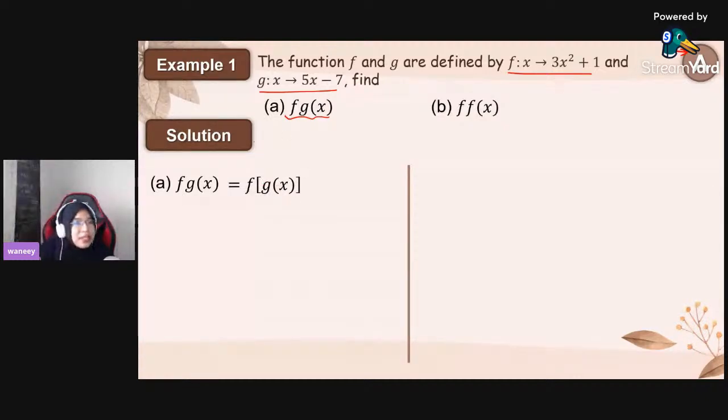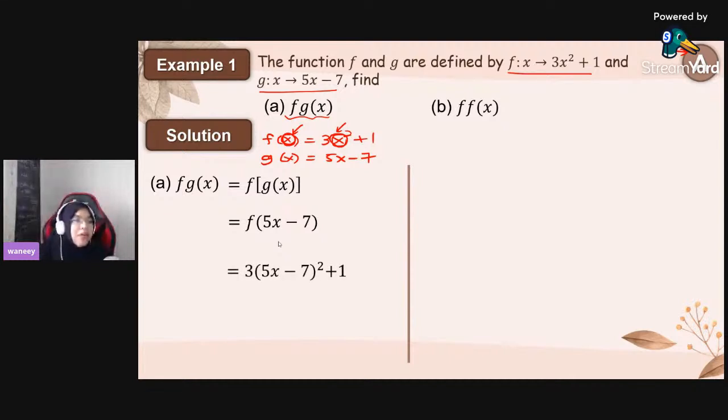So f(x) is equal to 3x squared plus 1, and then g(x) is equal to 5x minus 7. What I mean is that every time I see this x inside the f, I will replace those x with g. So g(x) is 5x minus 7. Every time I see x inside the f, I will replace them with 5x minus 7. So they will become 3(5x minus 7) squared, and then plus 1.